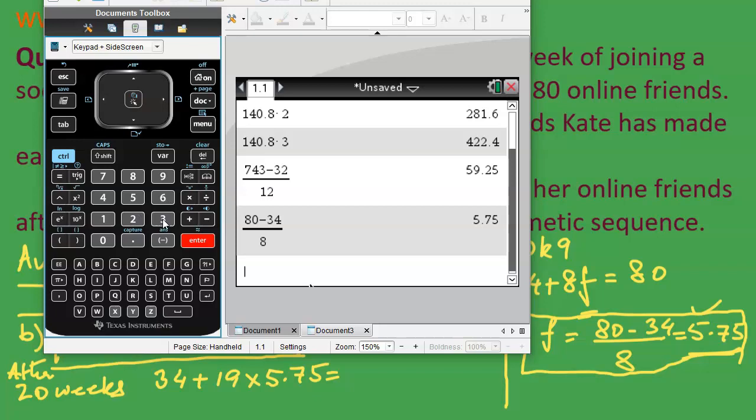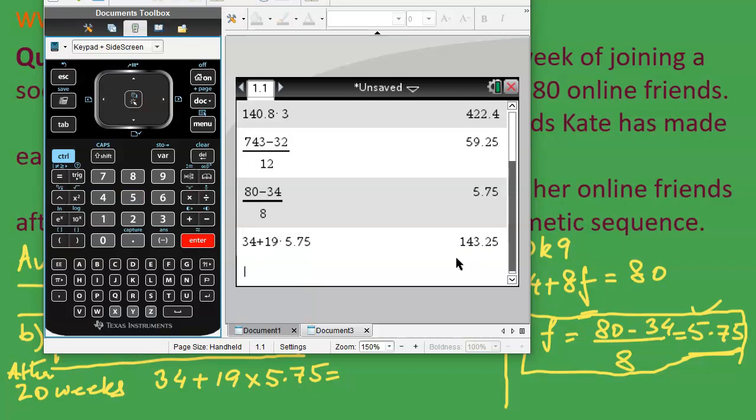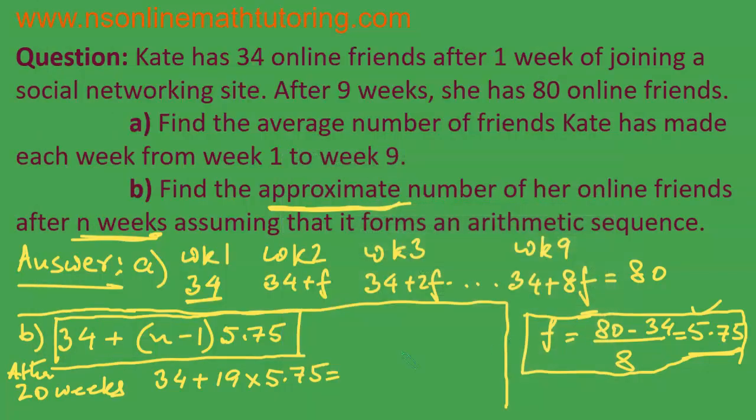What is this equal to? 34 plus 19 times 5.75 equal to 143.25. 143.25. But we cannot have decimal number of friends.